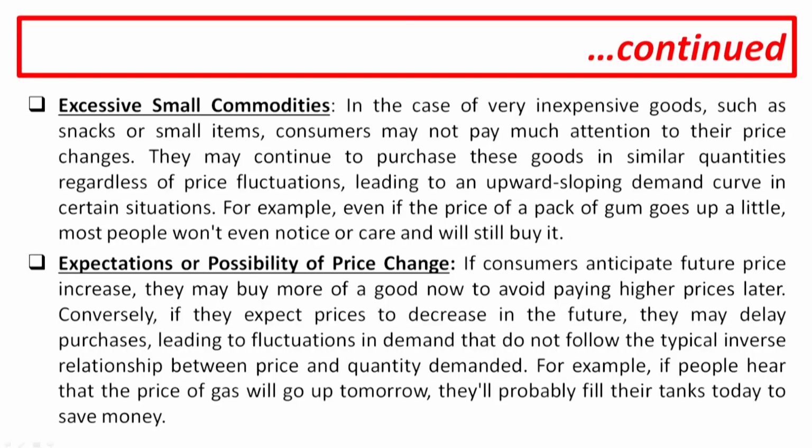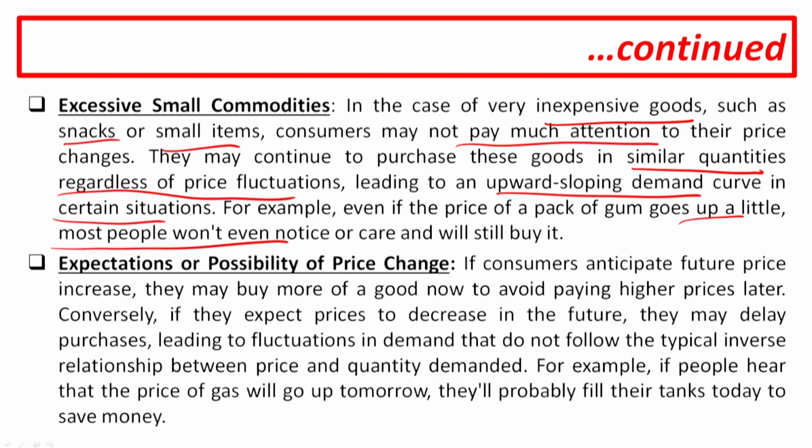The next point talks about excessively small commodities. In the case of very inexpensive goods such as snacks or small items like matchboxes, consumers may not pay much attention to price changes. They may continue to purchase these goods in similar quantities regardless of price fluctuations, leading to an upward sloping demand curve in certain situations. For example, if the price of a pack of gum goes up a little, most people won't even notice or care and will still buy it. So this is an example of small commodities, whose prices are not very high, so people do not pay much attention and continue to buy as per their requirement.